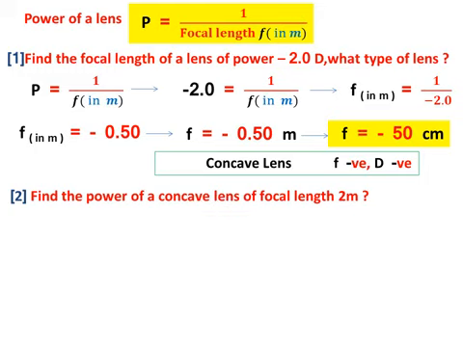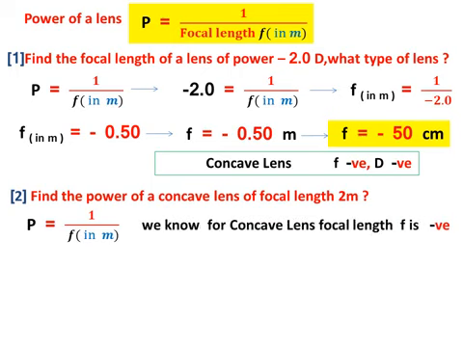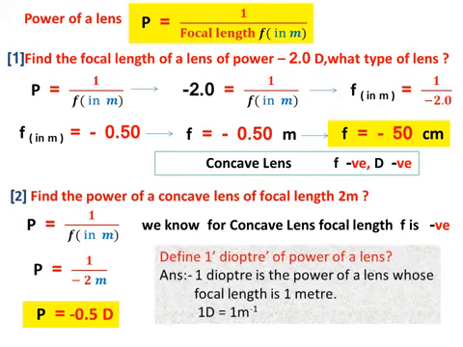Now another example: find the power of a concave lens of focal length 2 meter. So here we have a concave lens. We know that the focal length of a concave lens is negative, and we have to find the power of the lens. So f is equal to minus 2 meter, because we know that for a concave lens the focal length f is negative. So P is equal to 1 upon minus 2 meter, so P is equal to minus 0.5, and the unit of power of lens is diopter, so we can say P is equal to minus 0.5 diopter.